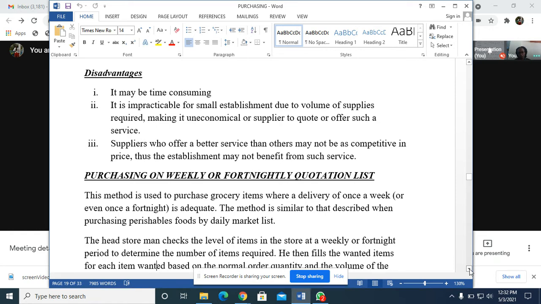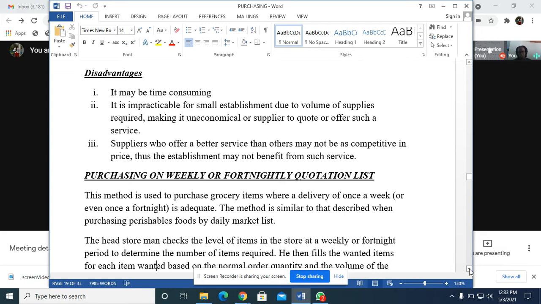Since you're supposed to purchase after a day, you need to do that work promptly, maybe during the evening hours, immediately after you've done the service of the lunch. Then it is applicable for small establishments, due to the volume of supplies required, making it uneconomical for the supplier to quote or offer such a service.